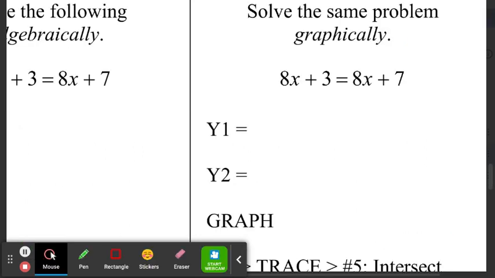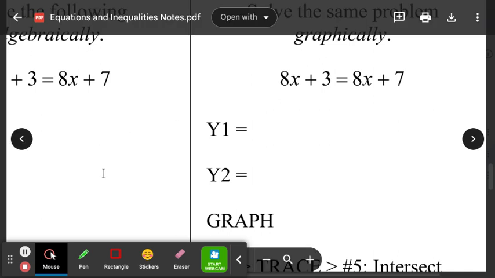Now, the last thing that you can also work on your own or stay for extra help with us, if you've missed class, we practiced in class solving these infinite and no solution equations algebraically, like we did on the previous page, and then graphically using our graphing calculators.